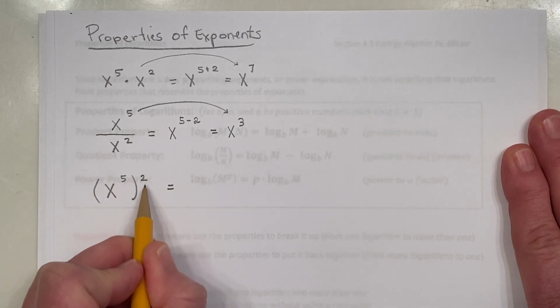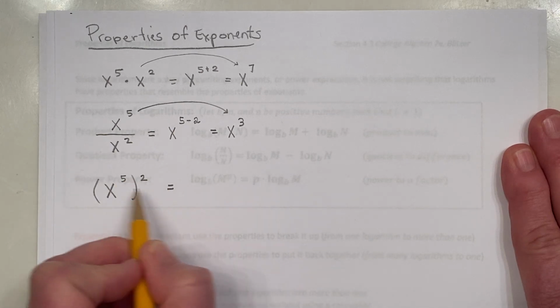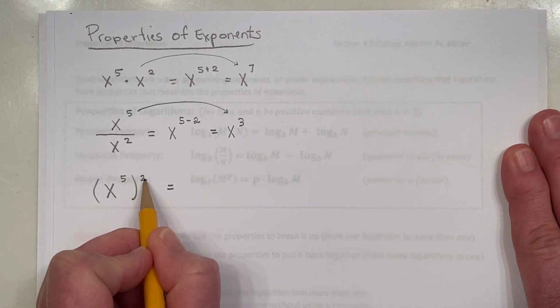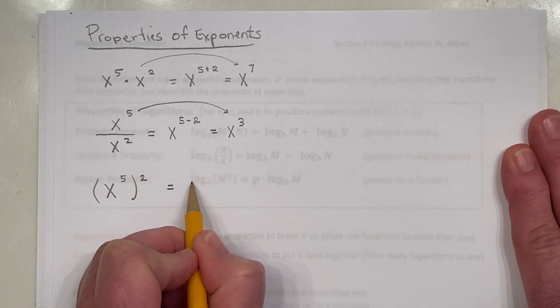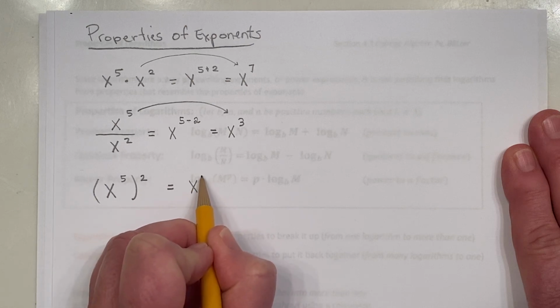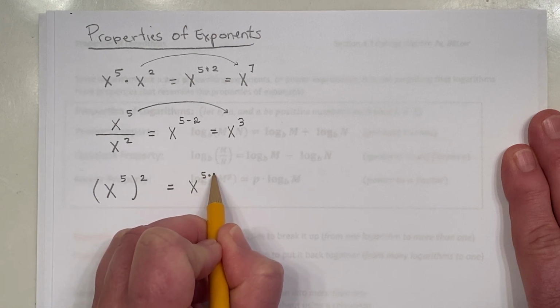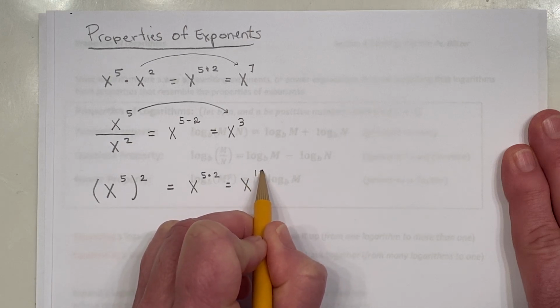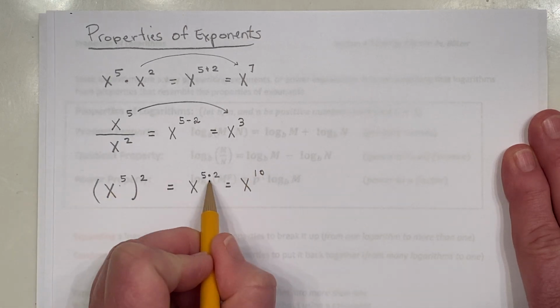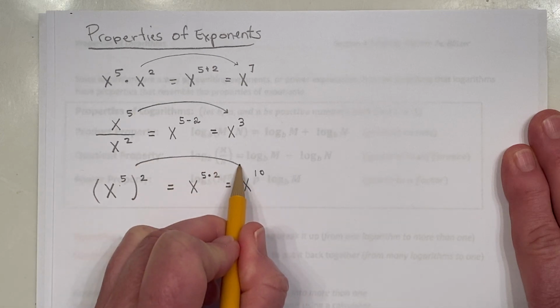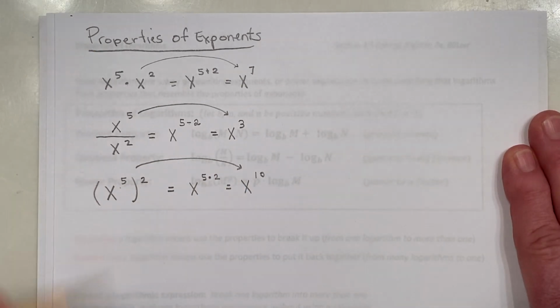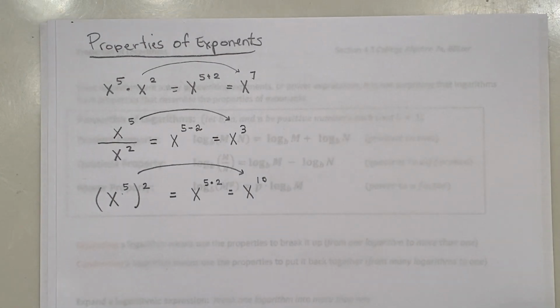To simplify this exponential right here, we have a base x to the 5th, the exponential x to the 5th, to a power. So what we end up doing is we multiply those 2 exponents, and we get x to the 10th. So this is a power to a product, and we would probably just go right to here. The logarithmic properties are very similar to this.